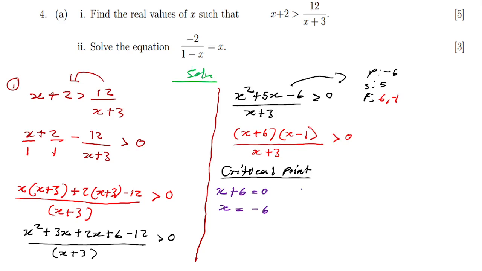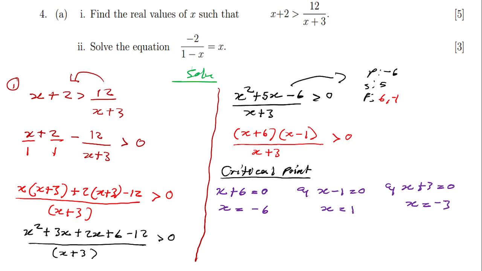Then another critical point I'll get from x minus 1. I'll equate it to 0, so x is simply equal to 1. And the last critical point I'll get from x plus 3 equals 0, so x is simply equal to negative 3. So in this particular case, I have 3 critical points.